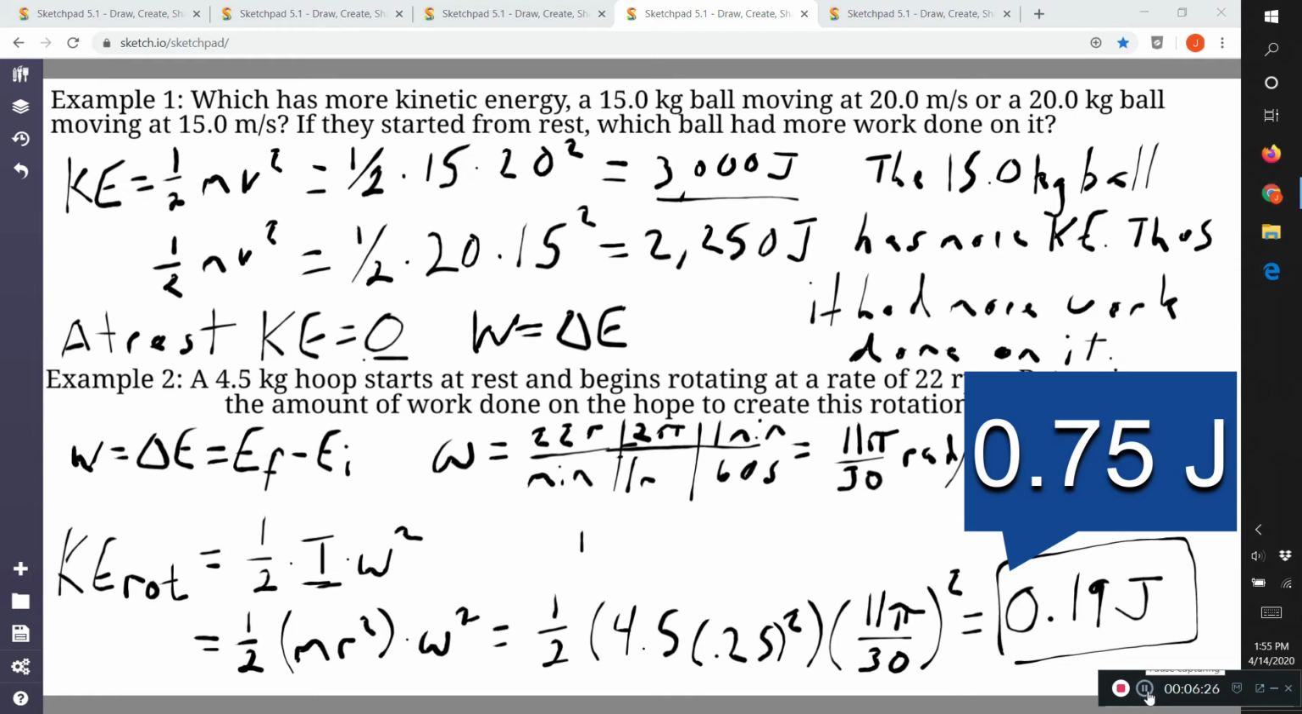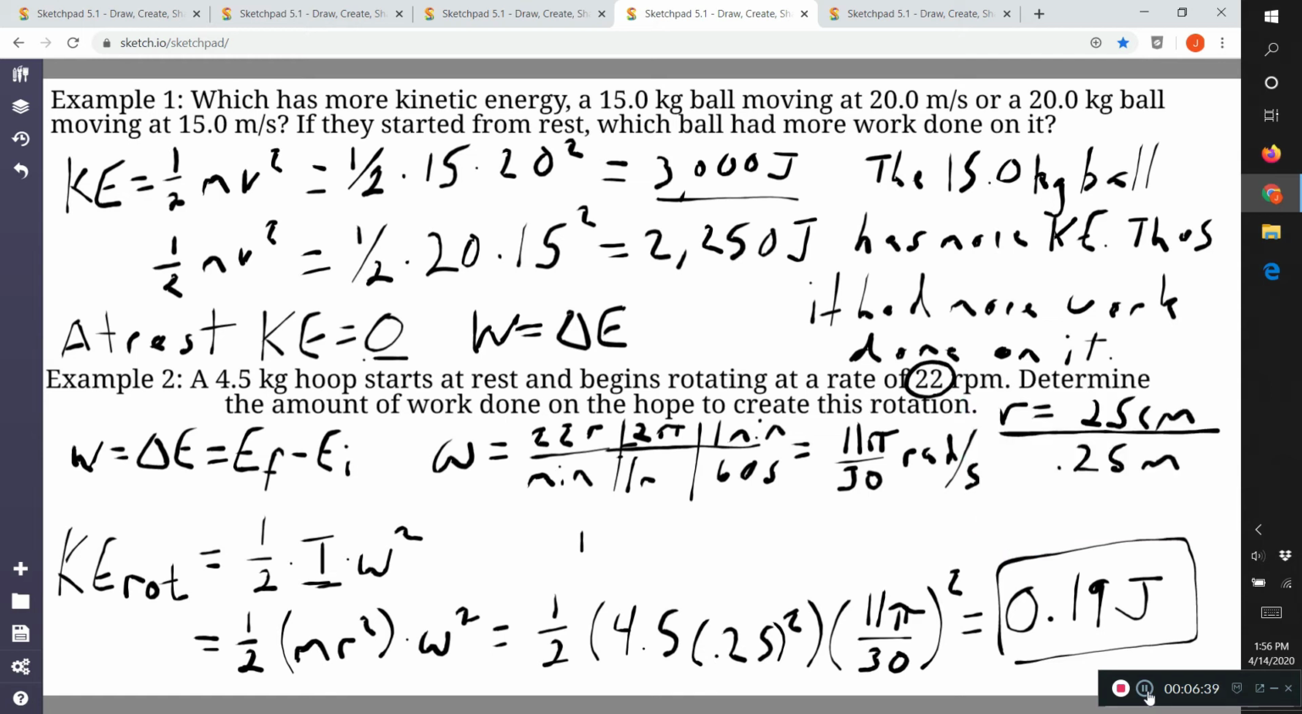Now that feels fairly small, but there's a couple things to know. 22 rotations per minute is not even one rotation a second, so it's not moving that fast. Also, with the selection of a radius of 25 centimeters, which I forgot to include in the original problem, it's not a very large wheel. And thus, with those two things combined, means we don't require a whole lot of energy, a whole lot of work to get that amount of motion.